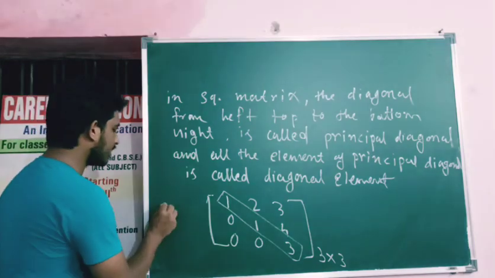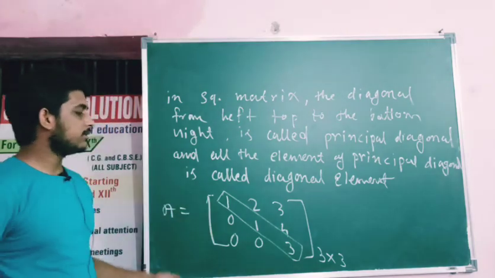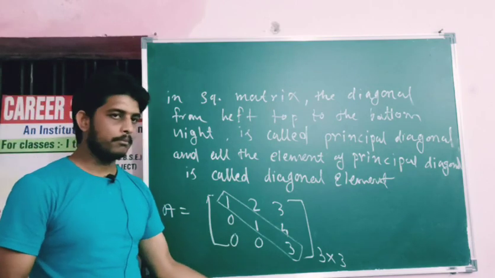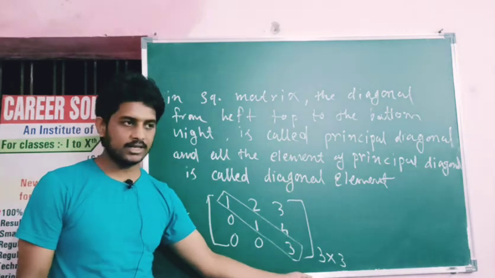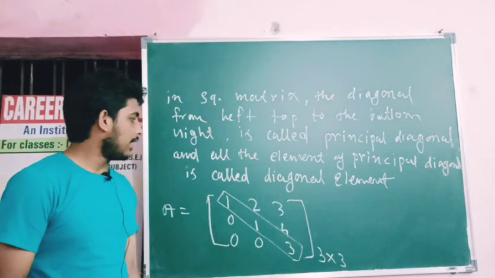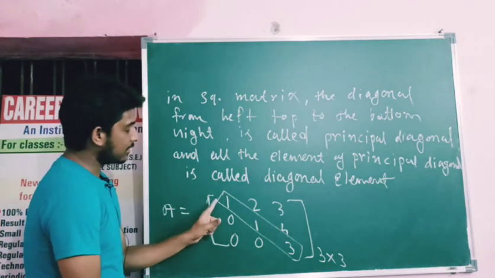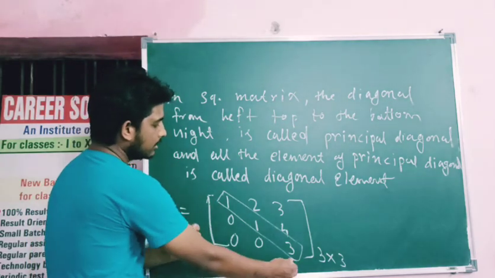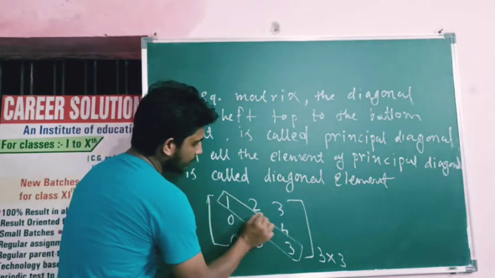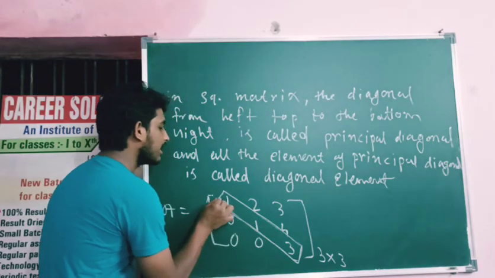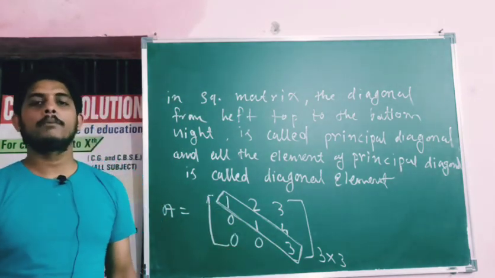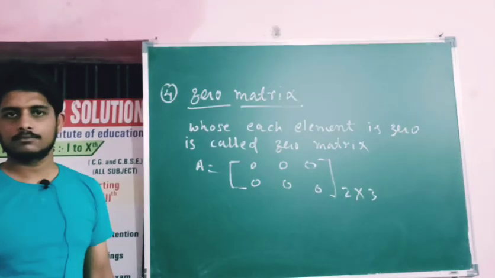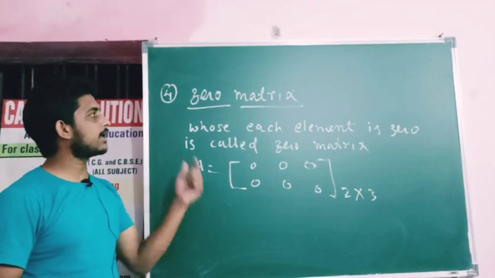Okay, here you can see one example. I have taken a matrix A having 3 rows and 3 columns. It is a square matrix because the number of rows is equal to the number of columns. So definitely it is a square matrix. And the diagonal from the left top to the right bottom is called the principal diagonal. So it is a principal diagonal, and 1, 1, 3 are the elements of the principal diagonal.